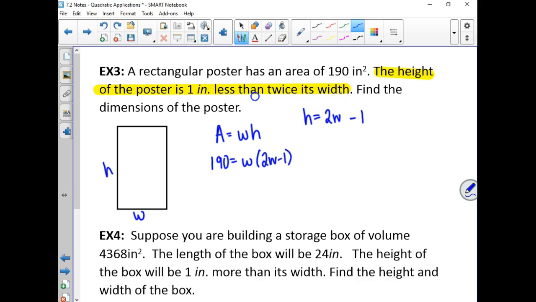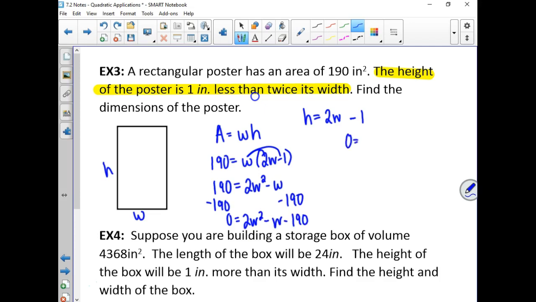We're going to solve this one like we did the others. We distribute that W, so we have 190 equals 2W squared minus W. And we will move that 190 over to the other side of the equation so that we get 0 equals 2W squared minus W minus 190.